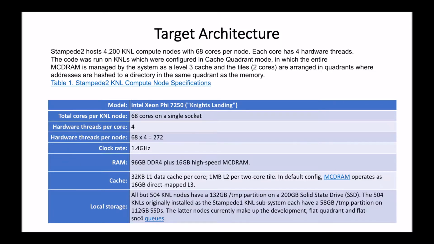Now the KNL cores have a clock rate of 1.4 gigahertz, which is roughly half of, say, a Xeon processor like Sandy Bridge. So they're a little slower, but there are a lot more cores per node. There's 16 gigabytes of high-speed MCDRAM, so that translates to a pretty large level 3 cache. Each core has a 32 kilobyte L1 cache. However, the L2 cache of 1 megabyte is shared between 2 cores in a tile.